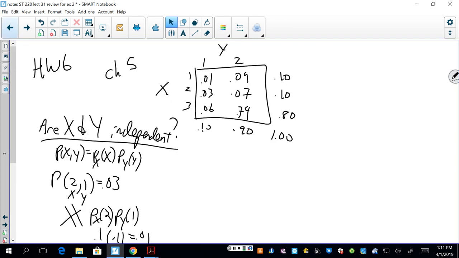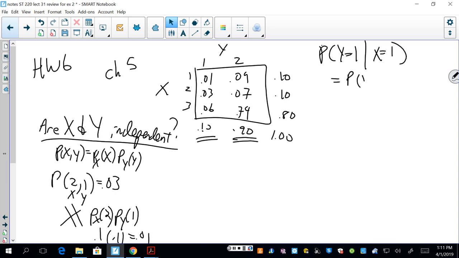So with this, we're just returning to this. How else can you show these things are not independent? Well, you could say that the probability that y equals 1 is 0.1, whereas 2 is 0.9. But what's the probability that y equals 1 if x equals 1?